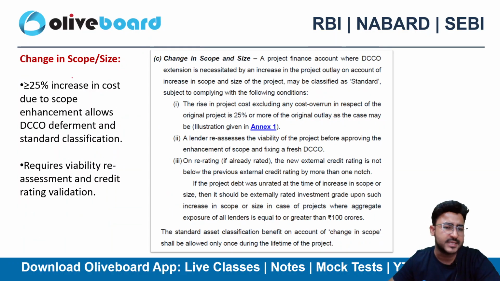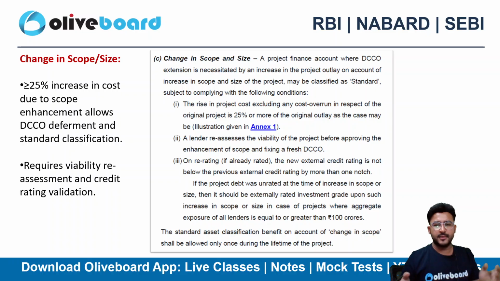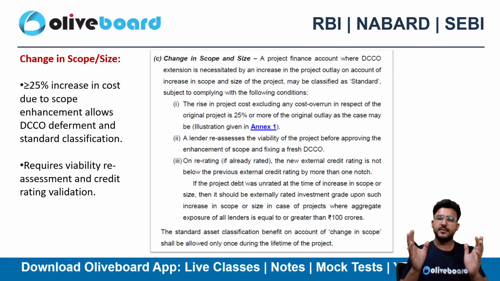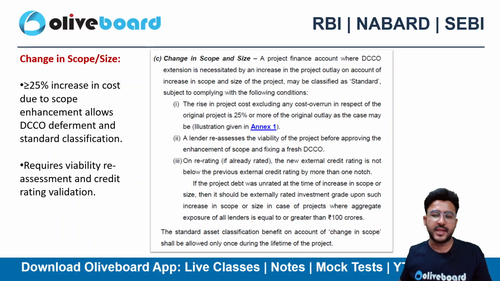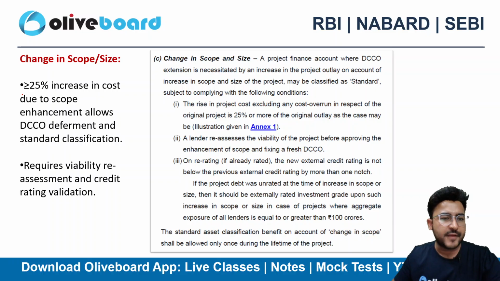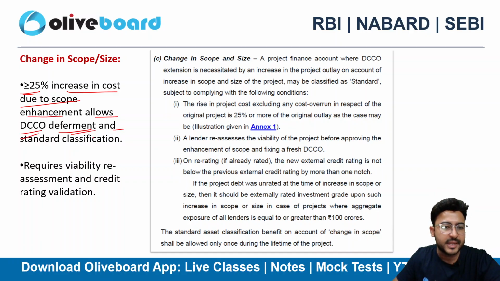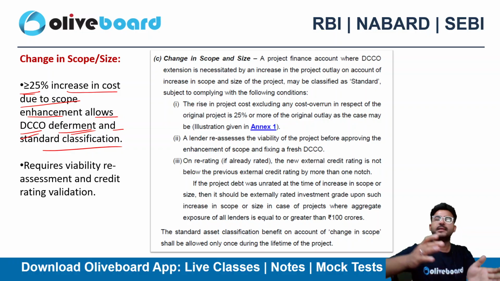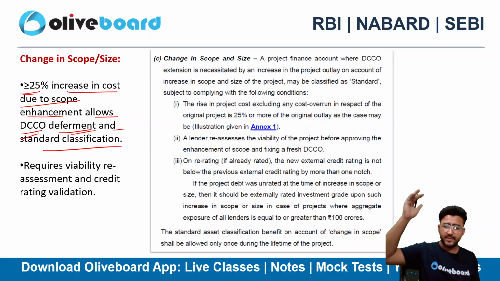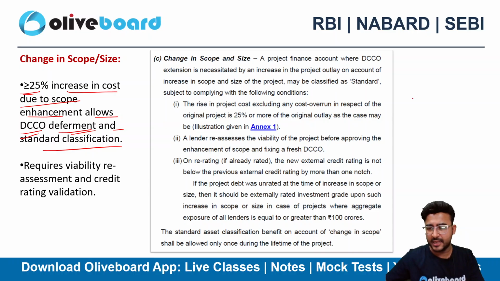Changes in scope or size. Let's suppose there is a change in scope or size. Let's suppose you were earlier constructing a highway to a certain extent. Now you have extended that thing, right? You are constructing it even bigger. So up to or equal to 25% increase in the cost due to the scope enhancement allows DCCO deferment and the standard classification. So obviously your deferment will also take place. अब आप highway ज़्यादा बड़ा बना रहे हो या फिर building ज़्यादा बड़ी बना रहे हो. Let's suppose earlier you were constructing 10 floors.